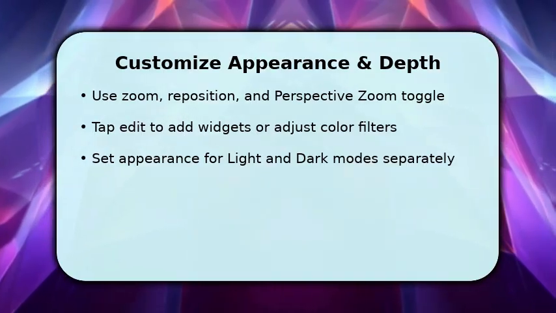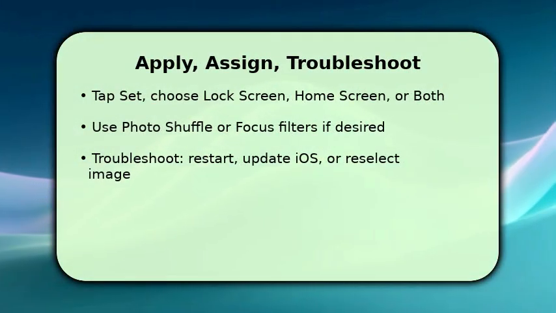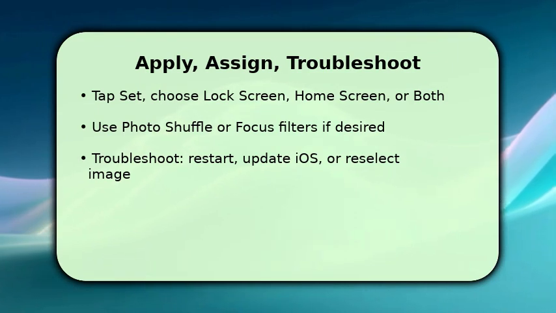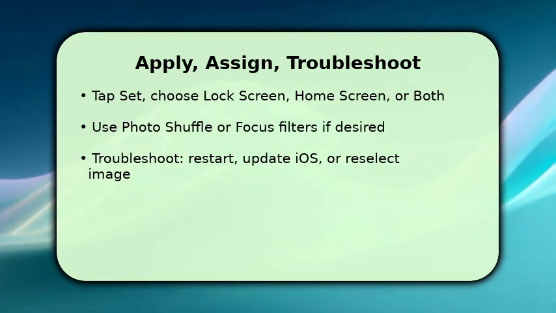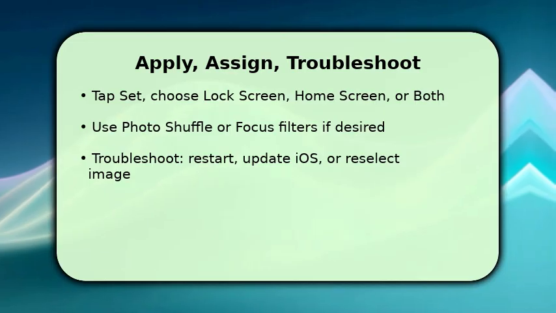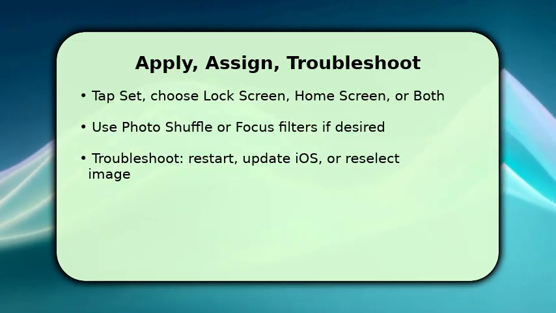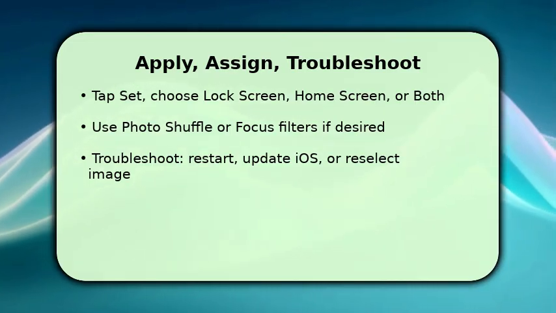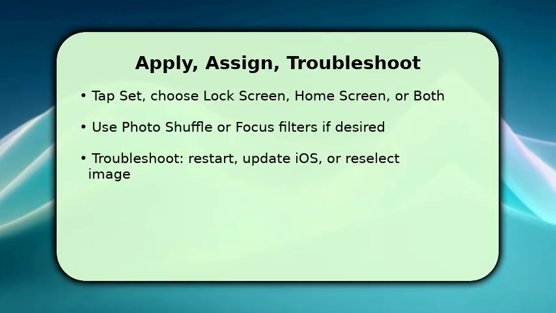To finish, tap Set and choose whether the image applies to your lock screen, home screen, or both. If you want rotation, enable Photo Shuffle and set frequency, or link wallpapers to focus modes for context-aware changes. Make sure widgets and text contrast remain legible after applying.